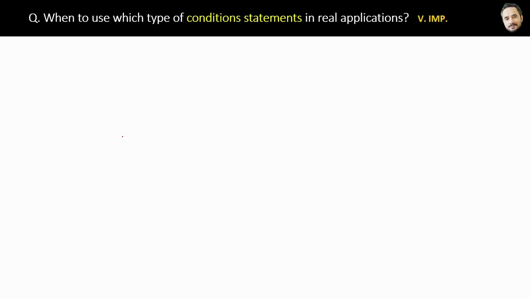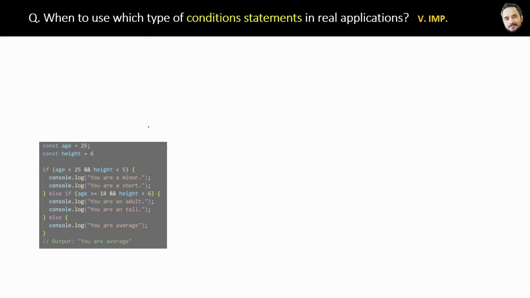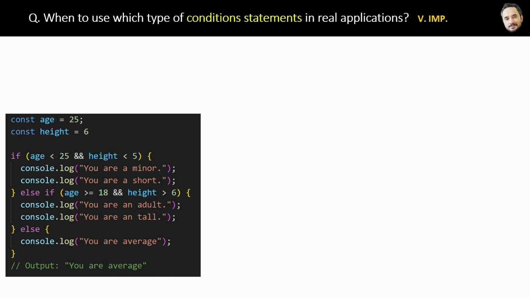When to use which type of conditional statement in real world applications? Alright, we know we have three types of conditions: if else, ternary operators and switch case statements. But the more important question is which condition is better in which kind of situation. First we have this if else condition and here is the sample code.